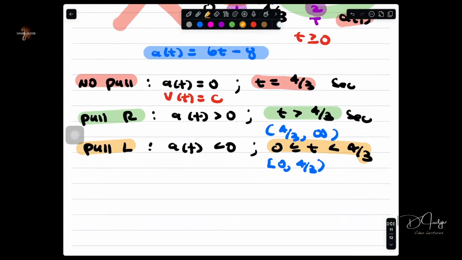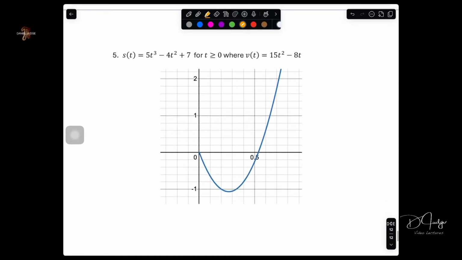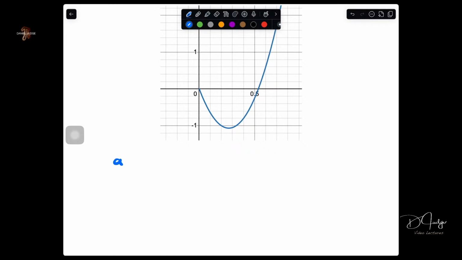All right, let's try this out again for question number 5. Question 5, we had the position function for time values being greater than or equal to 0. Then we computed the velocity function. This is about acceleration now. So acceleration is the derivative of velocity.